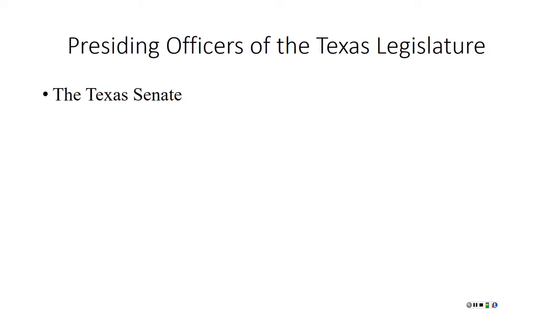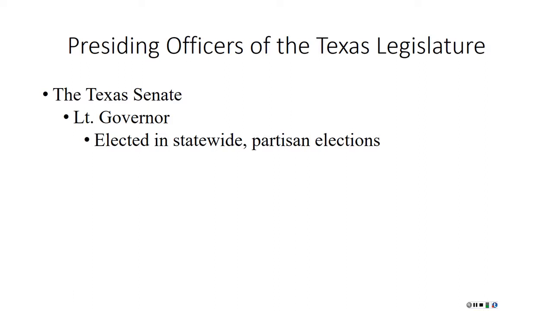So the Texas Senate, told you, Lieutenant Governor is the presiding officer. The Lieutenant Governor is elected in a statewide partisan election, not districts. The entire state votes for Lieutenant Governor. He represents the entire state. What does partisan mean? Partisan means party identification. We know which party the Lieutenant Governor or the candidate is a member of.